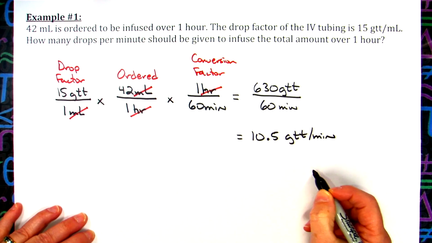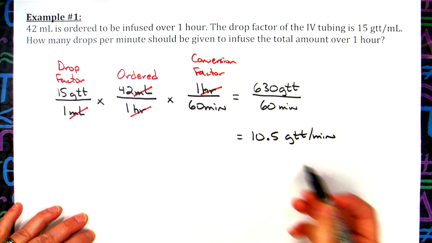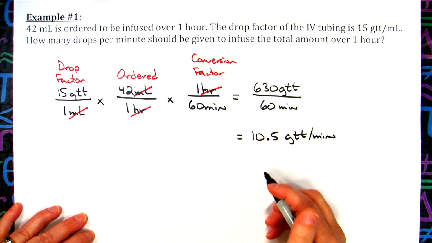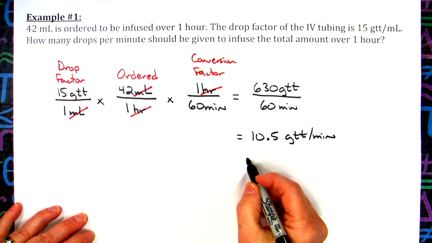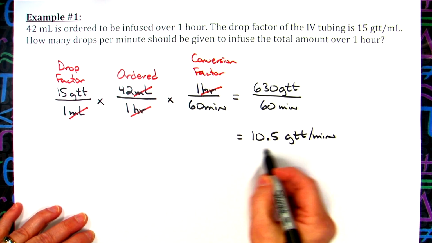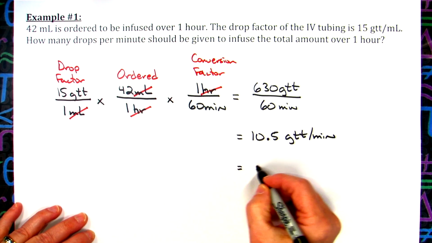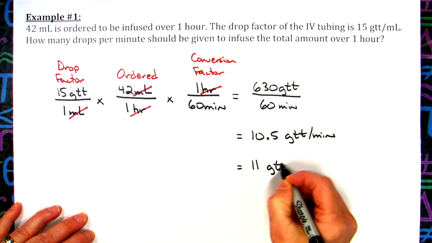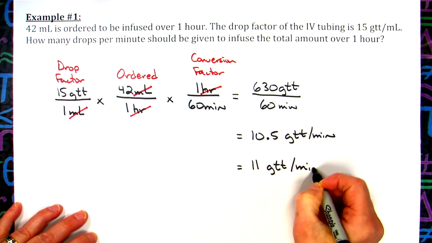But you cannot do a fraction of a drop when you are setting the IV pump. So you are always going to round this up to the nearest whole number. So this is going to be 11 drops per minute.